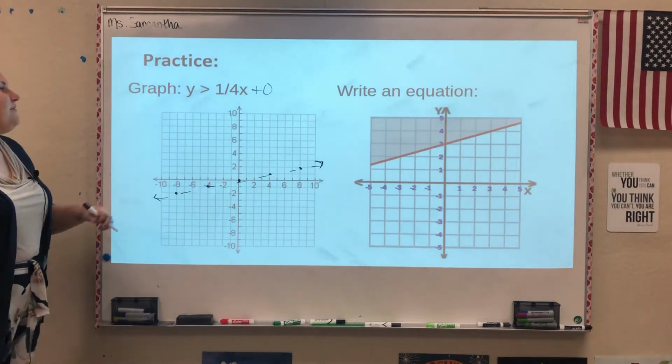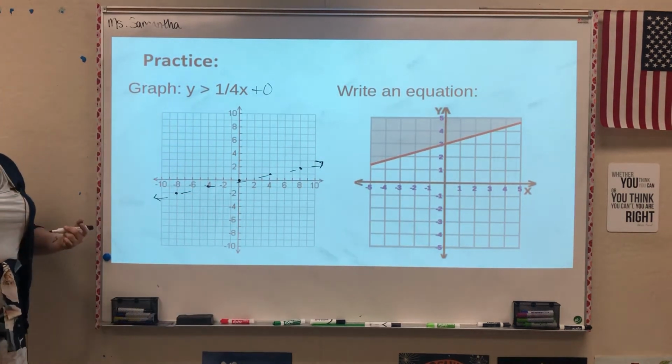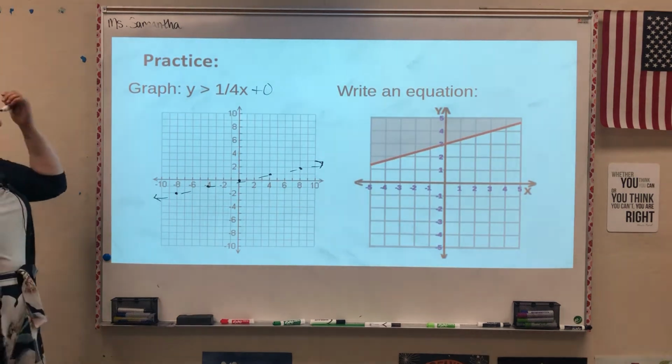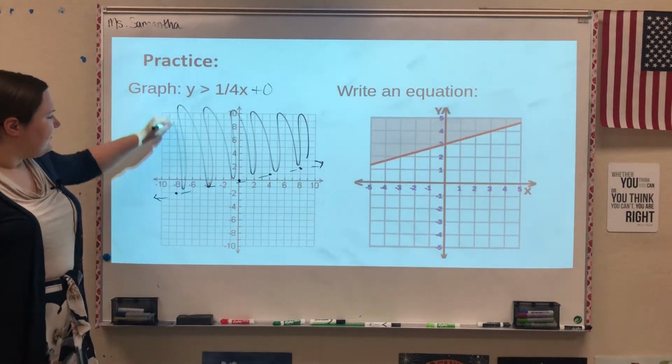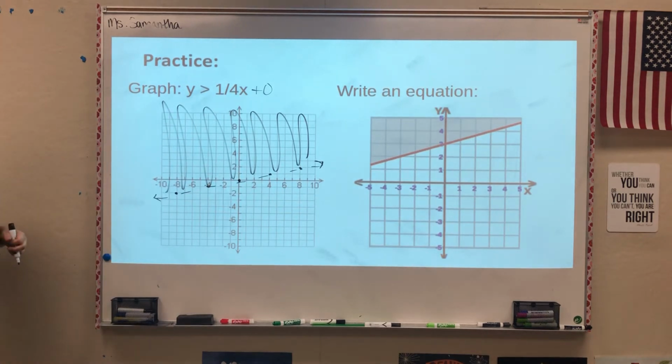And then I want to shade. It says y is greater than. If I want to shade greater than the line, that's shading everything up here. So all of that.